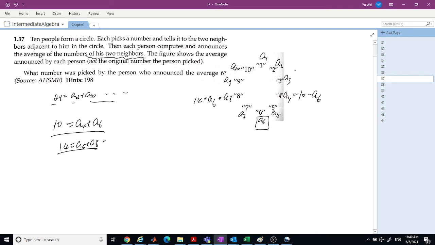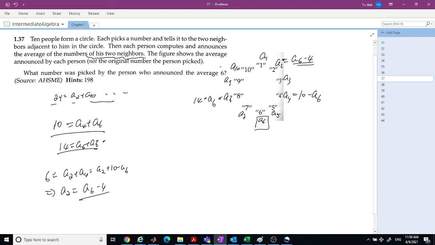Now let's see that we can construct a second equation here, right? The number reported by 3 is 6, which is equal to A2 plus A4, which is A2 plus 10 minus A6. So now we can solve: A2 is equal to A6 minus 4, right? So A2 is equal to A6 minus 4. Move one step forward.